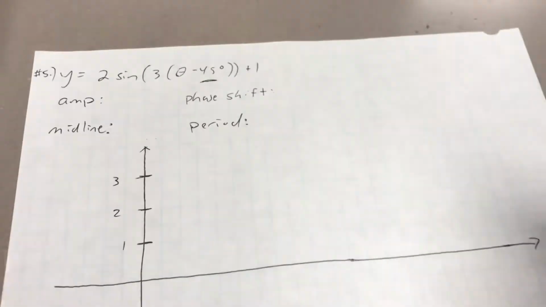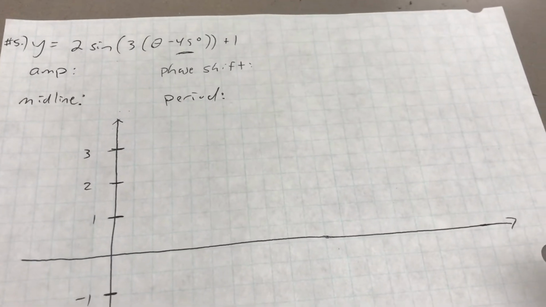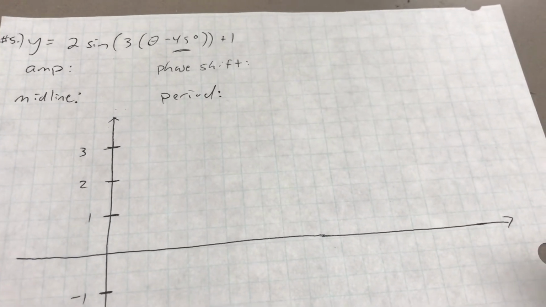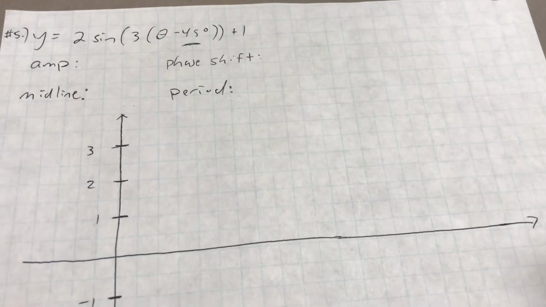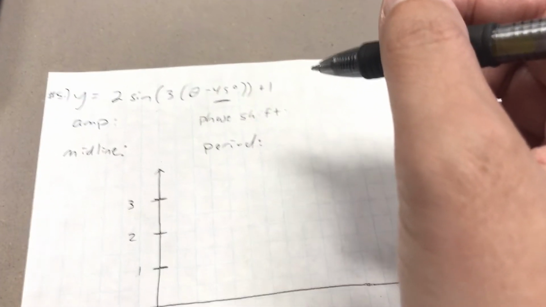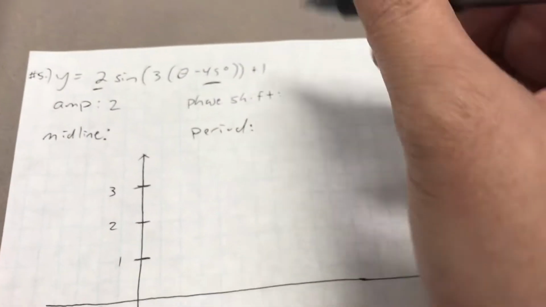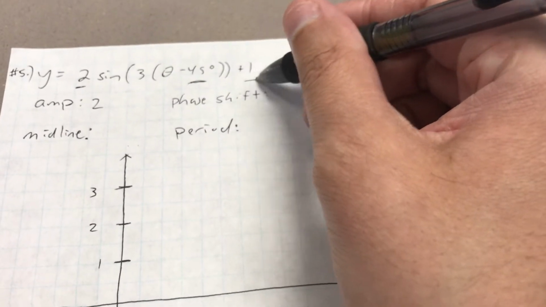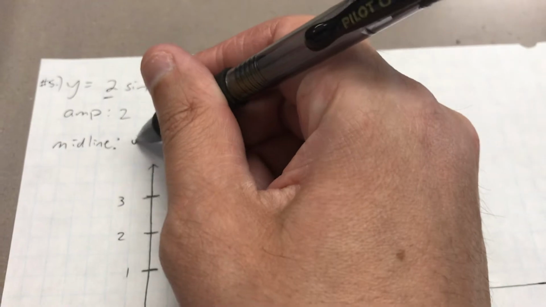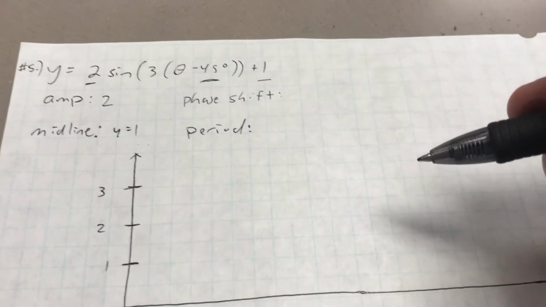Notice that it's in degrees, so I am going to graph it in degrees, although most of the problems we're going to do after this section are going to be done in radians. Anyway, we can put together the amplitude, midline, phase shift, and period pretty quickly. The amplitude is going to be 2. It has been shifted up 1 unit, so the midline is going to be at y equals 1, or you can say it's been translated up 1.